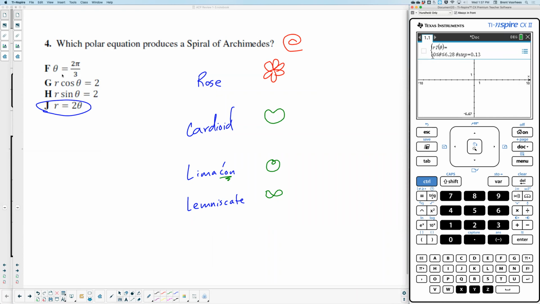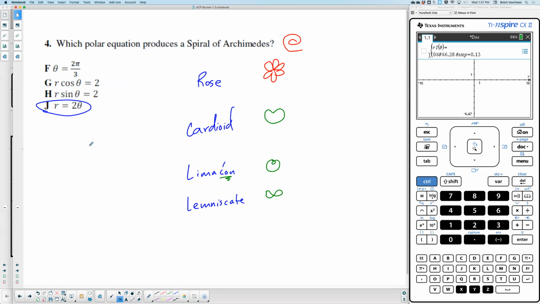But what you would have to do is solve all of these for r. For example, you could not do r cosine theta equals. You'd have to do your algebra and say, okay, to get r isolated, I've got to do the opposite. What's the opposite of multiplication? Out of curiosity. Division. Yeah.